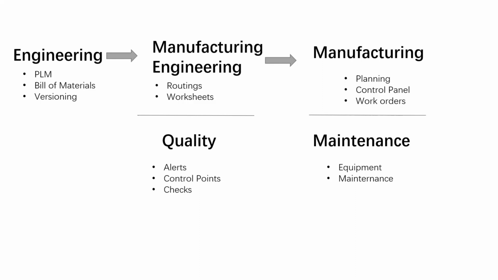In this stage, the main activity includes the routines and the worksheet. And in the quality part, there will be alarms, control points, and checks. In the final stage, things like planning, control panels, and work orders will be involved.